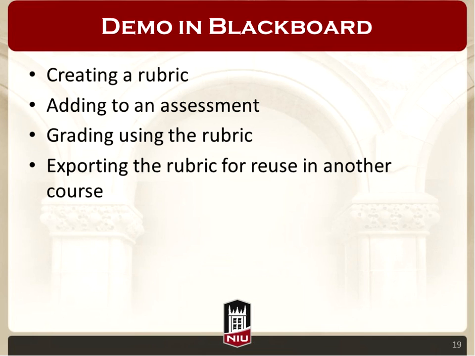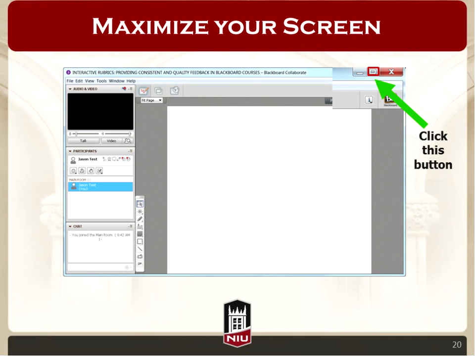What I thought I would do is, if there are no questions at this point, transition into Blackboard and walk through a few of these steps. We'll take a look at, first and foremost, creating a rubric, show you how easy it is to create one. And then how do you take that rubric once you've created it and add it to an assessment that you might have in a Blackboard course. So we can show that. I thought I'd also then show you how you grade using a rubric that has been assigned to a particular assessment. And then finally, how do you go about exporting the rubric out so that it can be reused in another course. So if there aren't any questions, we'll go ahead and move into our demo.